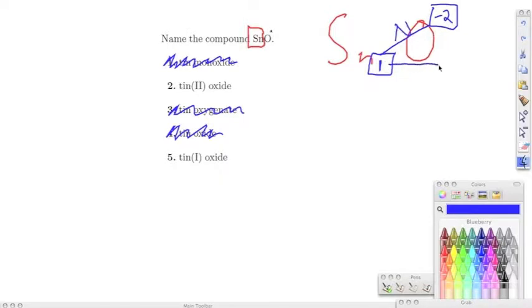Okay, so if it does not match, what we're going to do is take the subscript of oxygen, which is a 1 because it didn't have one, and multiply. Okay, remember, we don't worry about the sign. So 1 times 2 equals 2. Okay, so that means that my answer is going to be tin(II) oxide. The reason why I picked it is because they did not match, so I multiply the subscript and the oxidation number.